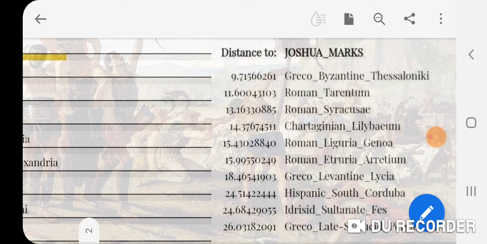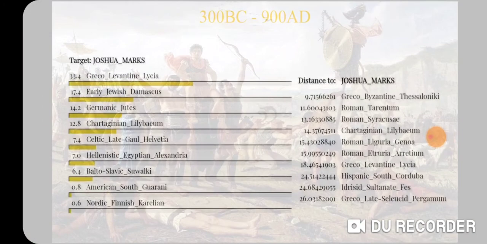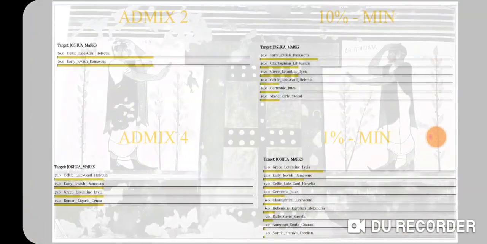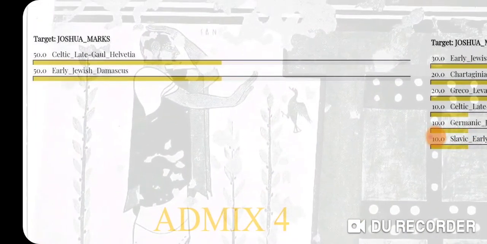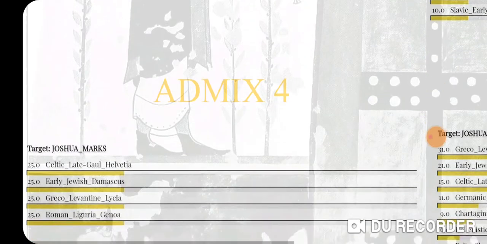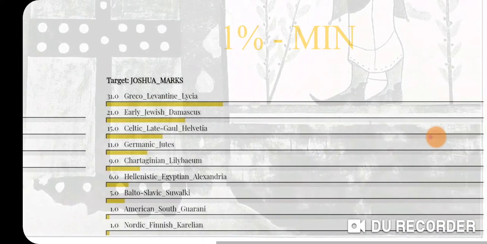And then Greco late Seleucid Pergamum. So there you go. And then we have the Admix II here, 50 Celtic late Gaul Helvetia, 50 early Jewish Damascus. Admix IV, 25 Celtic late Gaul Helvetia, 25 early Jewish Damascus, 25 Greco-Levantine Lycia, 25 Roman Liguria Genoa, northern Italy.